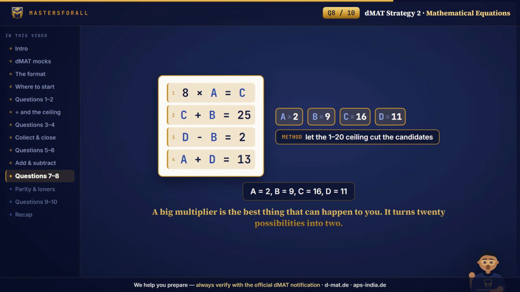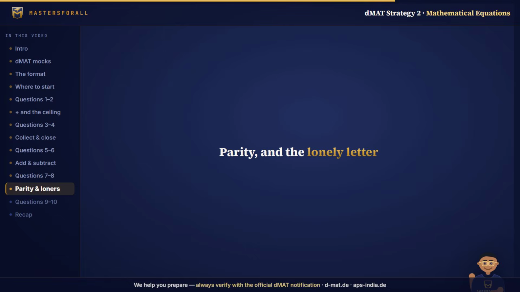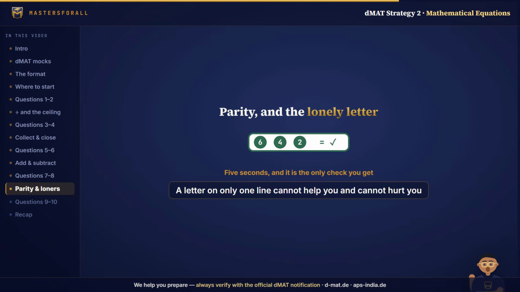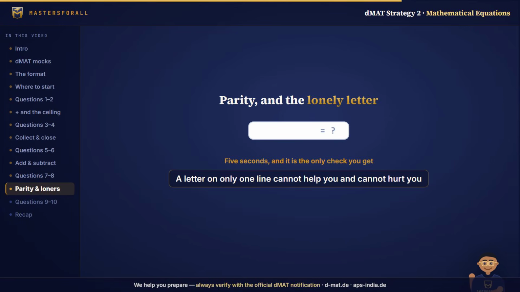A big multiplier is the best thing that can happen to you. It turns 20 possibilities into 2. 2 last ideas before the final pair. Odd and even. If a letter is halved anywhere, it is even. If a total is odd, the two parts cannot both be even. And the lonely letter. If a letter appears on only one line, it cannot help you and it cannot hurt you. Ignore it completely until everything else is solved, then pick it up on the way out.